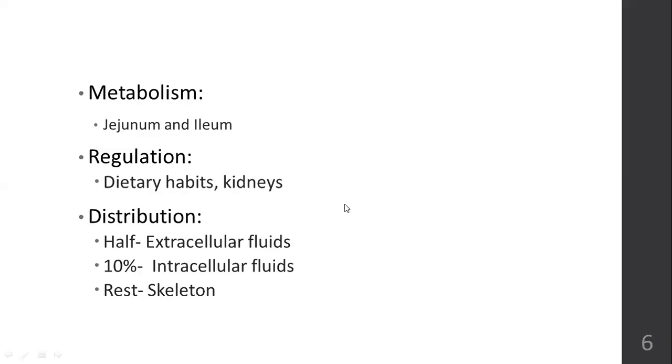Coming to metabolism, the jejunum and ileum are the last two parts of your small intestine. The sodium is absorbed in the jejunal region and the ileum region, and also some amount of it will be absorbed in the large intestine as well, but not in the rectum. So stomach, small intestine, and some part of it in the large intestine, but not in the rectum.